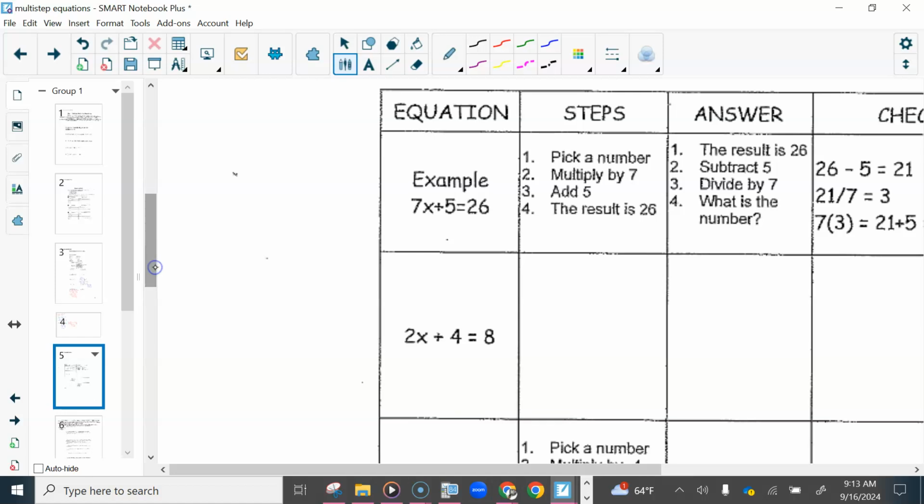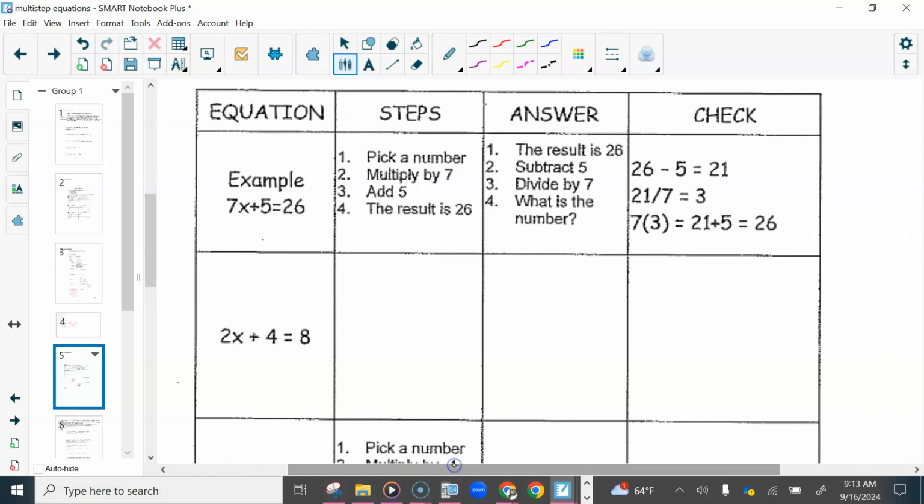Okay. This next page, I'm just going to briefly describe, but we're not going to do a whole lot with it, and then we're going to move on to our favorite thing in the world. I was being sarcastic. It's word problems.